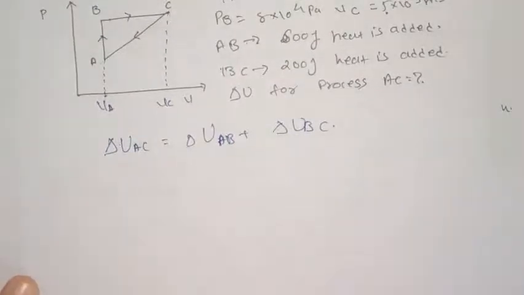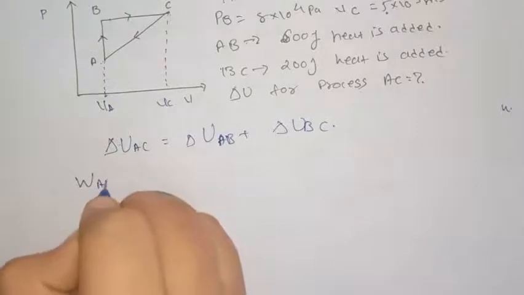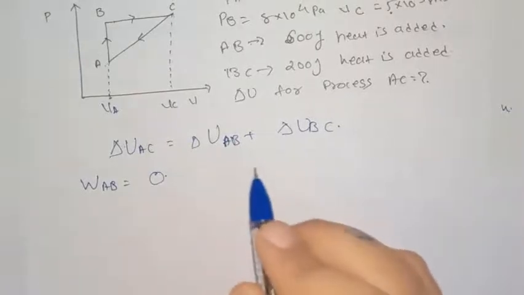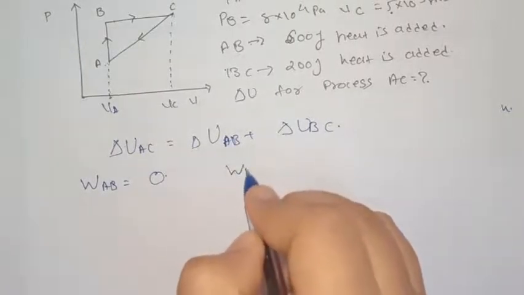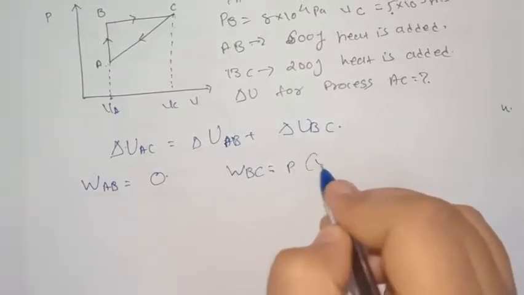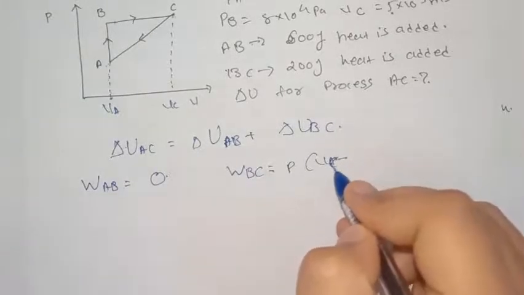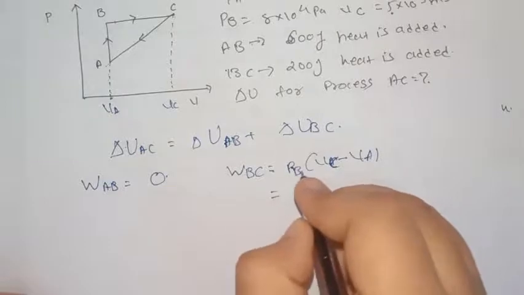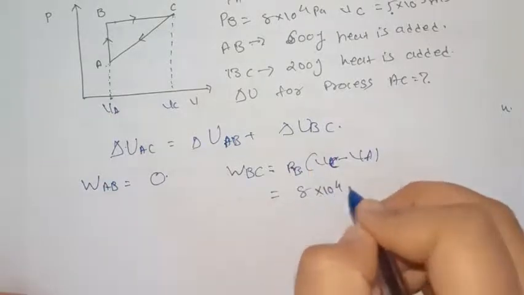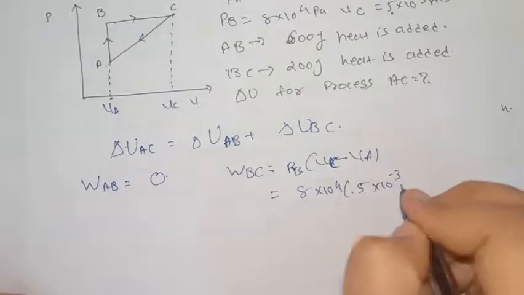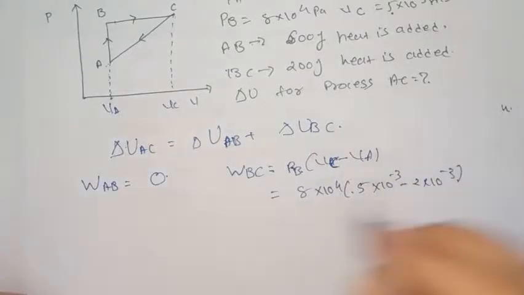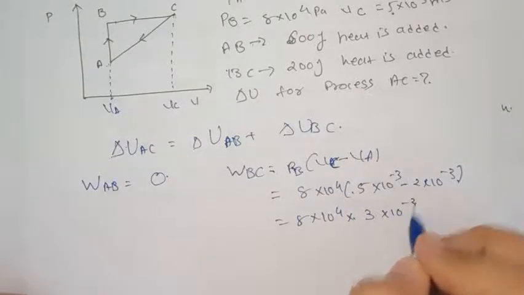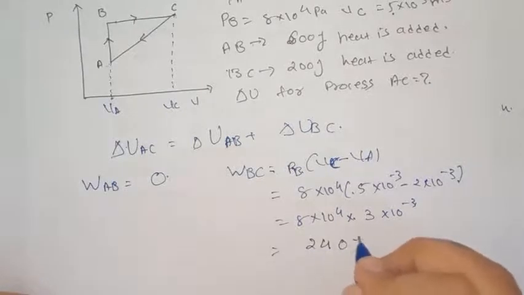Let us find the work done for AB. That will be 0 because the volume is constant, and work done during BC will be equal to P into VC minus VA. Pressure at point B is given 8 into 10 power 4. Volume at C is 5 into 10 power minus 3 minus 2 into 10 power minus 3. So 8 into 10 power 4 into 3 into 10 power minus 3. So that will be 240 joule.